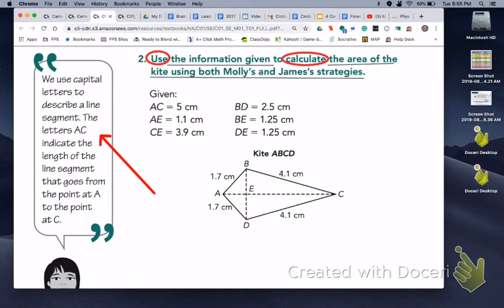Please turn to page 32. Remember, we use capital letters to describe a line segment. The letters AC indicate the length of the line segment that goes from the point at A to the point at C. Please answer number 2 with your group.